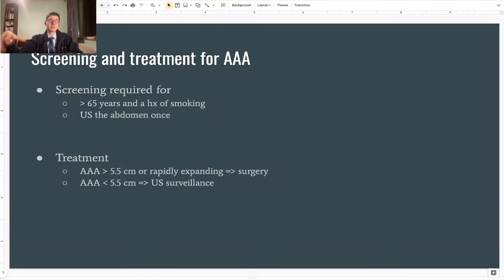These two components, having a history of smoking and being older than 65 years, are an indication for having an ultrasound of the abdomen to screen for AAA. If the patient already had the ultrasound, then he no longer has an indication for screening. The ultrasound is given only once.